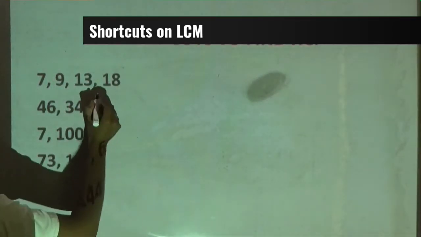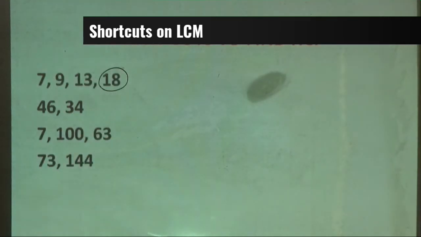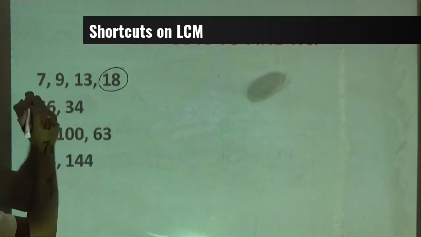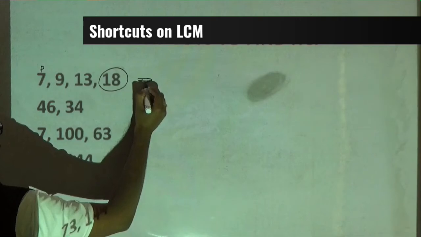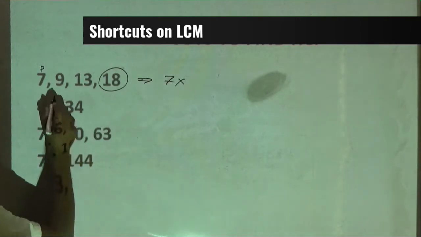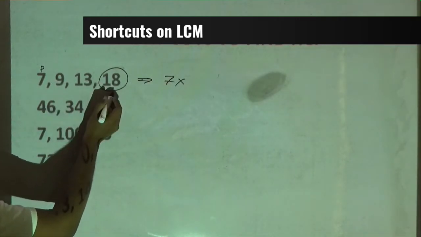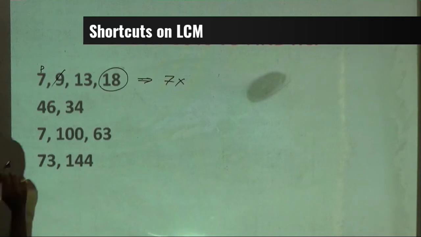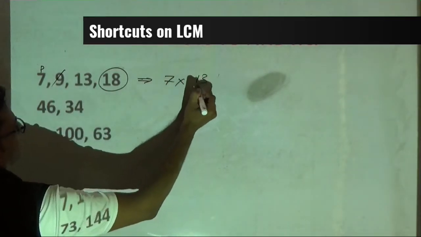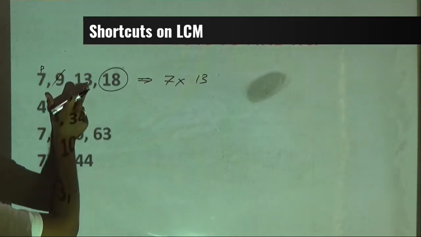Now, here, which is the biggest number? 18 is the biggest number. Will 7 divide it? No, this is a prime number. So the LCM definitely has that prime number in the product. 9 twos are 18, so if it is divisible, I can ignore that. 13 is a prime number. Okay, then 7 and 13 are prime numbers.